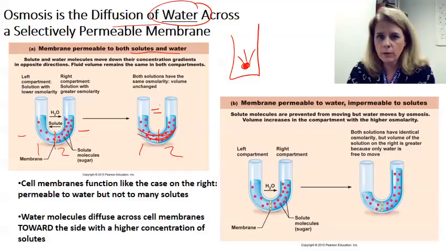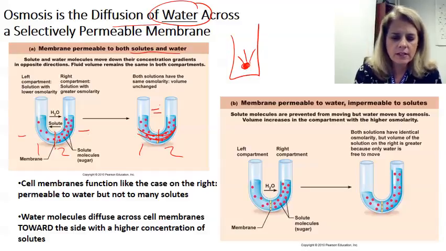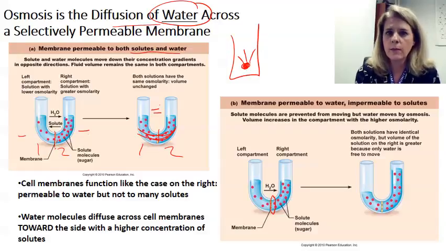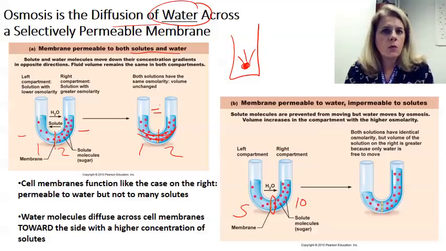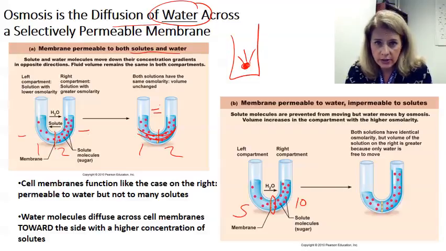Now, cell membranes are not like that. They're selectively permeable. They only let some things cross. So if we have a selectively permeable membrane and we put an unequal amount of solute, so we've got 1, 2, 3, 4, 5 on this side, and maybe 10 or 15 on this side, what's going to happen? We want that to reach equilibrium. We want the concentration of the solute to be equal on both sides.